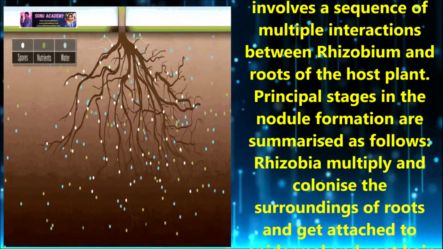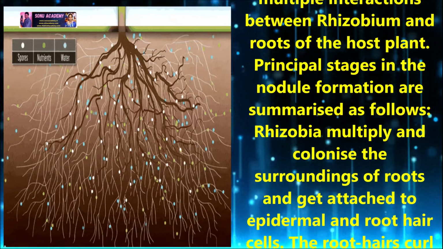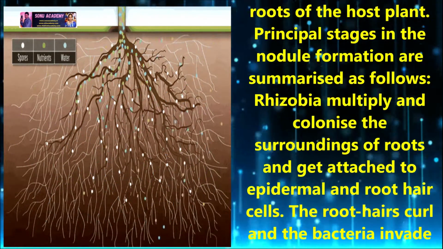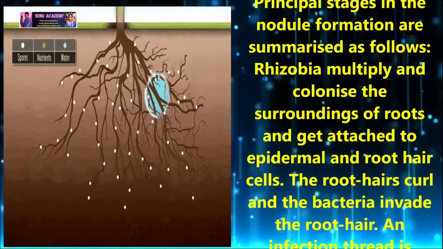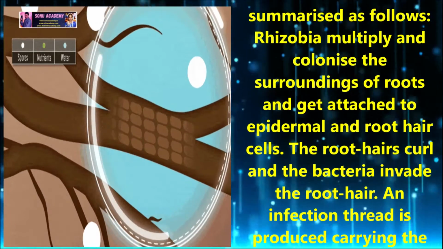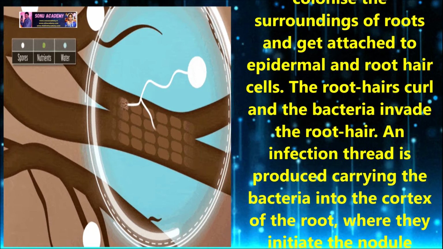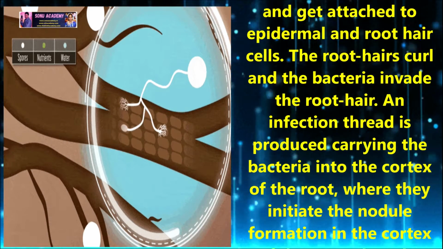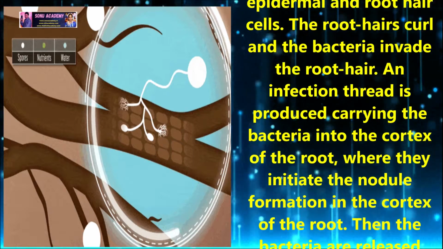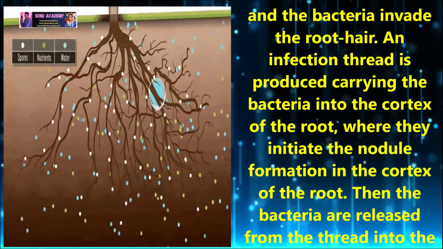Rhizobia multiply and colonize the surroundings of roots and get attached to the epidermal and root hair cells. The root hair curls and the bacteria invade the root hair. An infection thread is produced, carrying the bacteria into the cortex of the root, where they initiate the nodule formation in the cortex of the root.